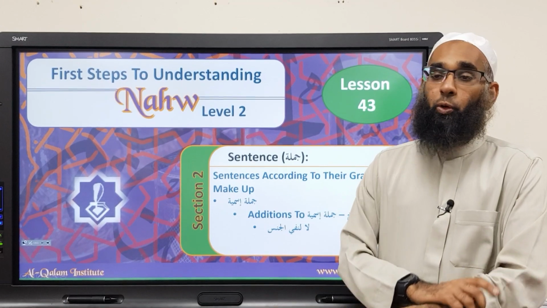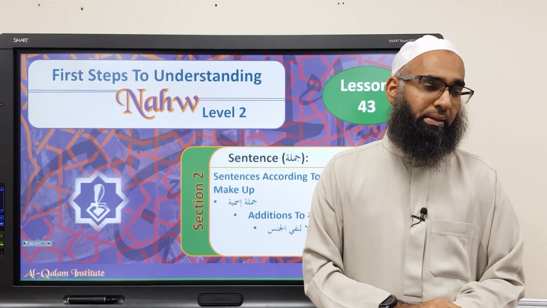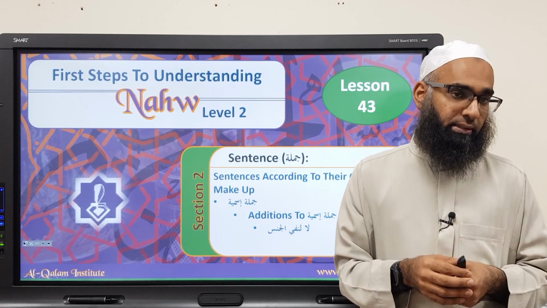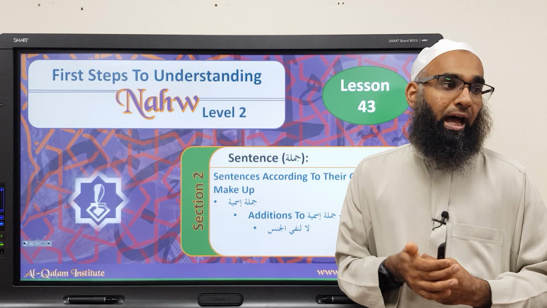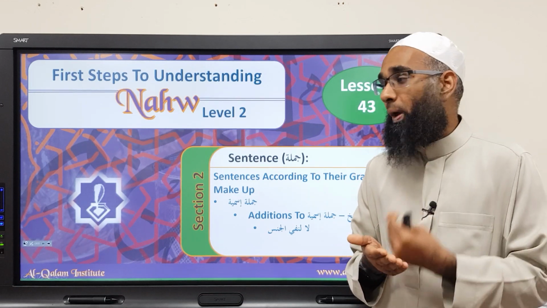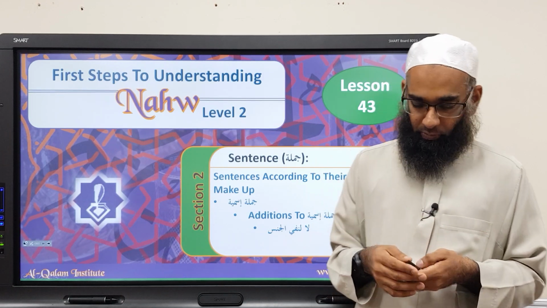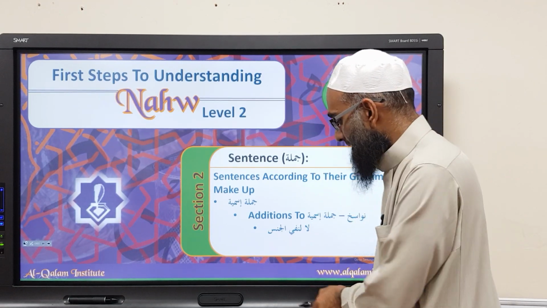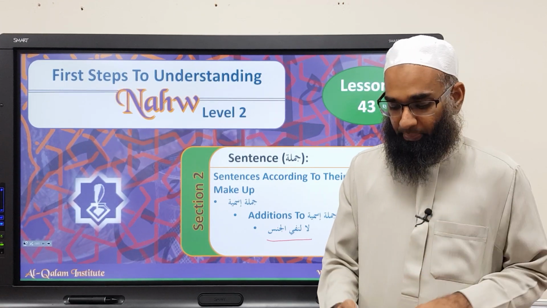So moving on now, we're going on to the second type of nasikh, the second of the nawasikh, meaning the second type of particles which come onto a jumla ismiya and affect the meaning as well as the i'rab of that jumla ismiya. Correct? Okay? And in here we're going to discuss what we call la linafyi al-jins, and I'll explain what that means inshallah.